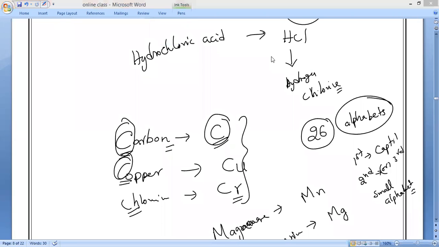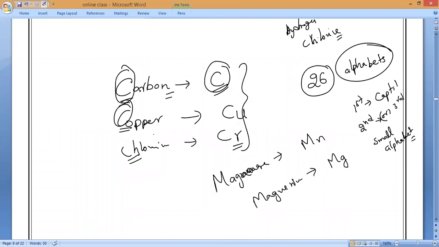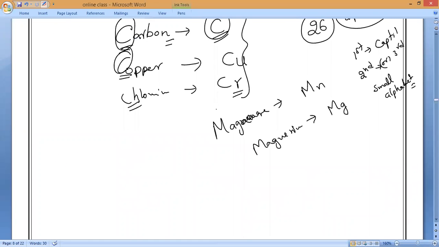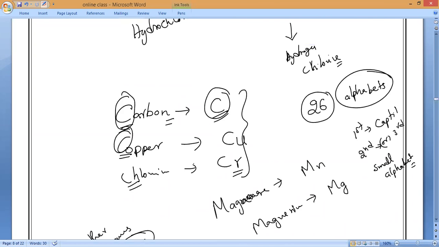Now, if the first and second letters are not matching, if another element has the same first and second letters, then we'll go with the first and third letter. And if the first and third also do not match, then we will go with other languages, other names, like Latin names. So Latin words, Greek words, and other words we can choose and use to represent the symbol.